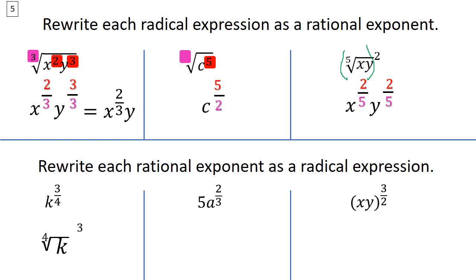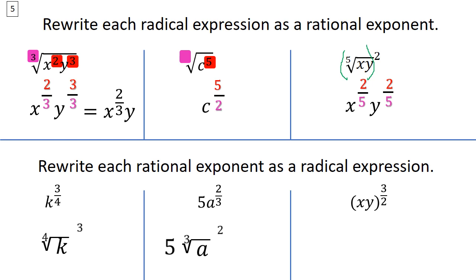Now, the second problem runs into the opposite issue. There are no parentheses on this one, which means that the 5 does not get that 2/3 exponent. It doesn't get an exponent at all, so it's not going to be in a radical at all. So it stays outside. The a is the only thing inside the radical. 3 ends up as our index. 2 is an exponent inside or outside. Since it's just an a in there, it doesn't matter.